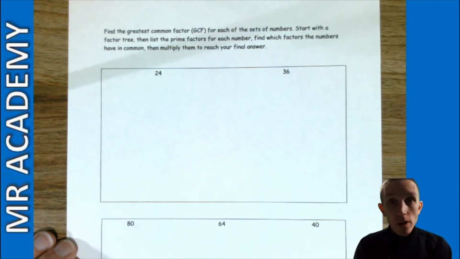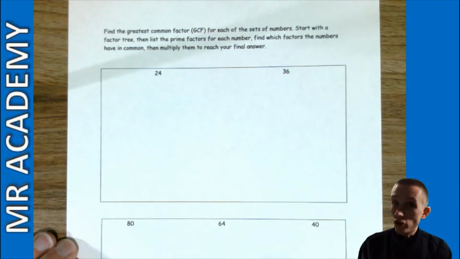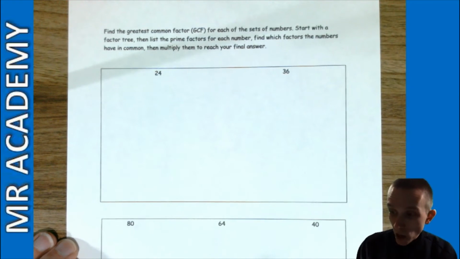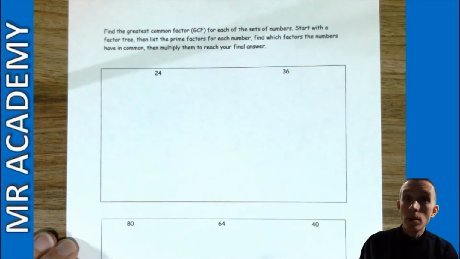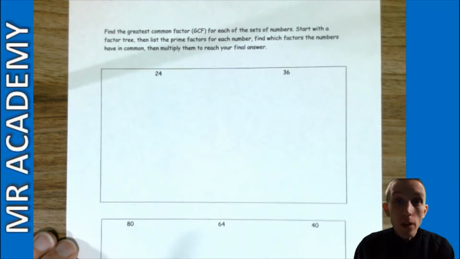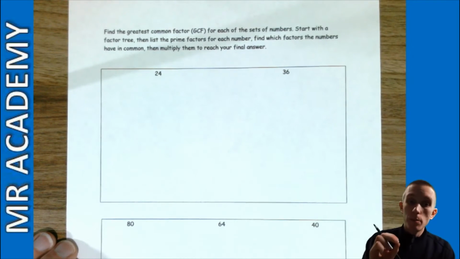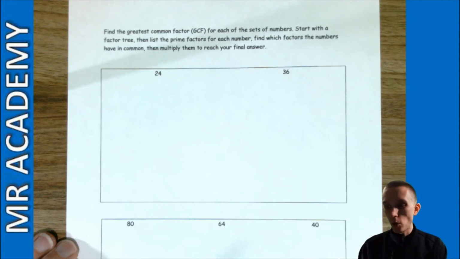Start with a factor tree just like we did earlier, and now we're going to list the prime factors for each number just like we did. We're going to find which ones are common between the set of numbers, and then we're just going to multiply our numbers together. So we're going to take it step by step. We're going to work this out together. We're going to make it work.